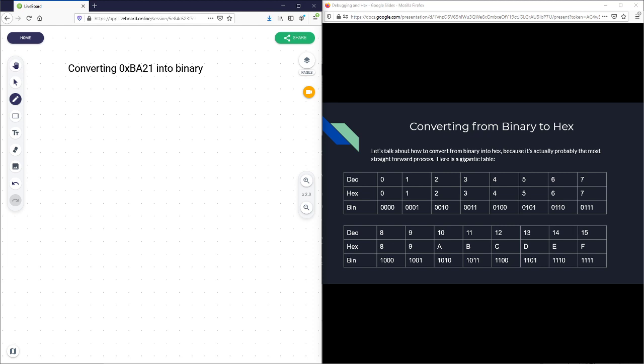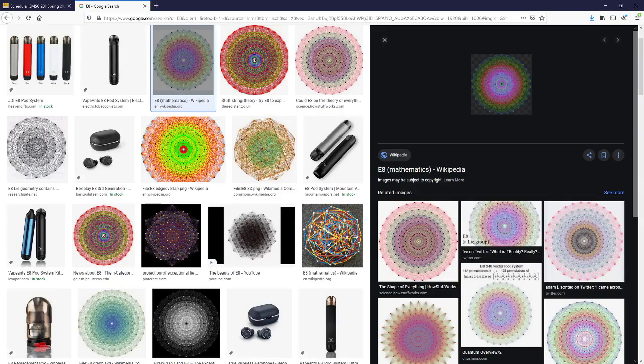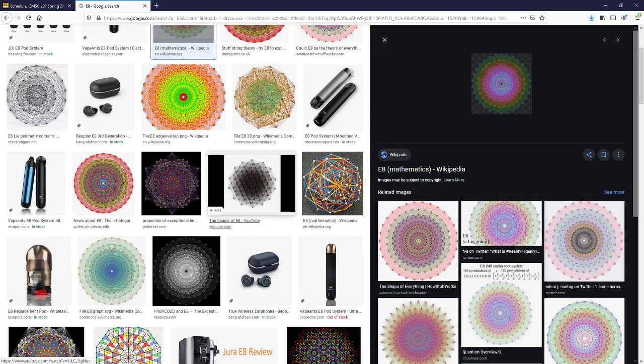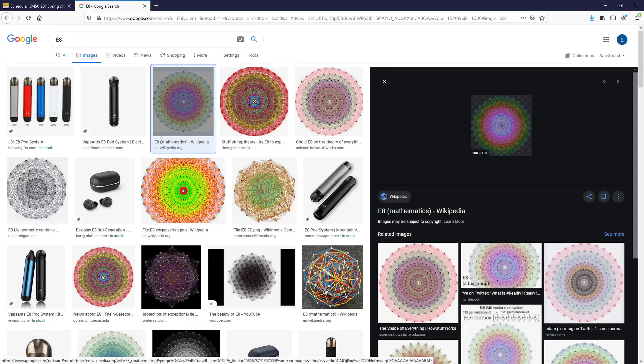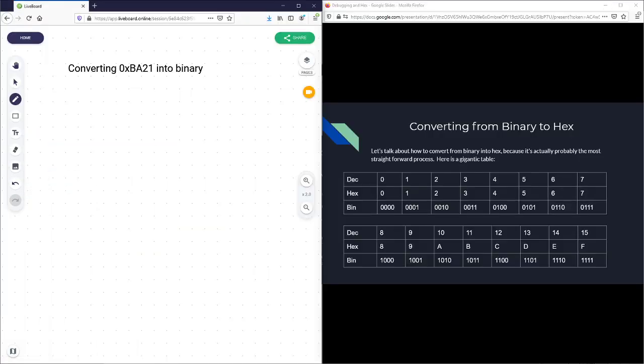I don't know what the tab is. Let's see. Oh, for a 203 lecture, I was looking up different mathematical things, and this is the root structure of the group E8. All right, back to work.